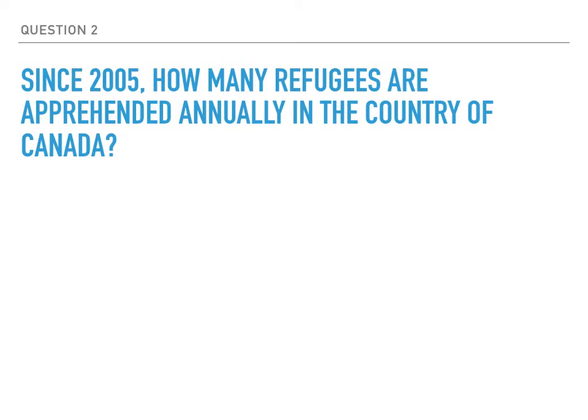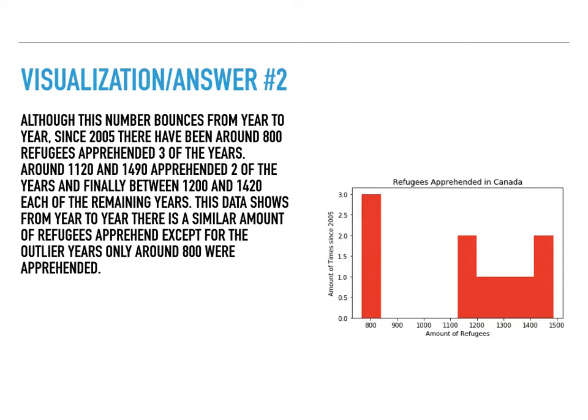My second question is, since 2005, how many refugees are apprehended annually in the country of Canada? I chose to represent this data with a histogram. Although this number bounces from year to year, since 2005, there have been around 800 refugees apprehended 3 of the years, around 1,120 and 1,490 apprehended 2 of the years, and finally between 1,200 and 1,420 each of the remaining years. This data shows from year to year there is a similar amount of refugees apprehended except for the outlier years where only 800 are apprehended.